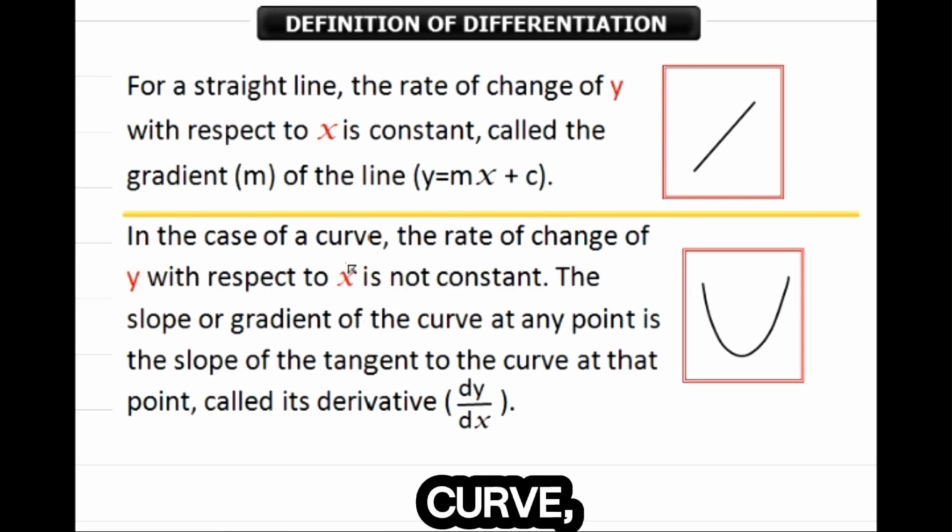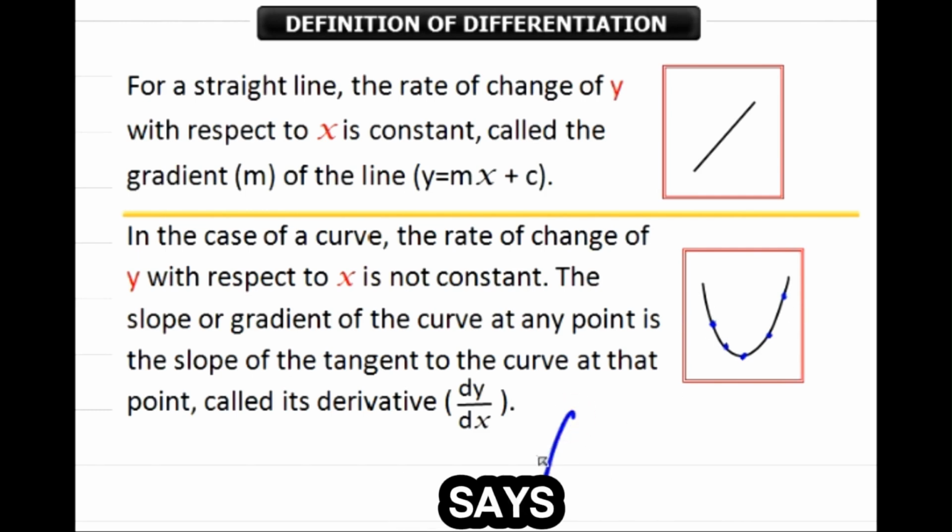But in the case of a curve, the rate of change of y with respect to x is not constant. The slope or gradient of the curve at any point is the slope of the tangent to the curve at that point, and it's what we call the derivative, which is dy/dx. So the slope of this curve at this point is different from the slope at the other points. The slope of the curve at any point is the dy/dx, the derivative of the function.